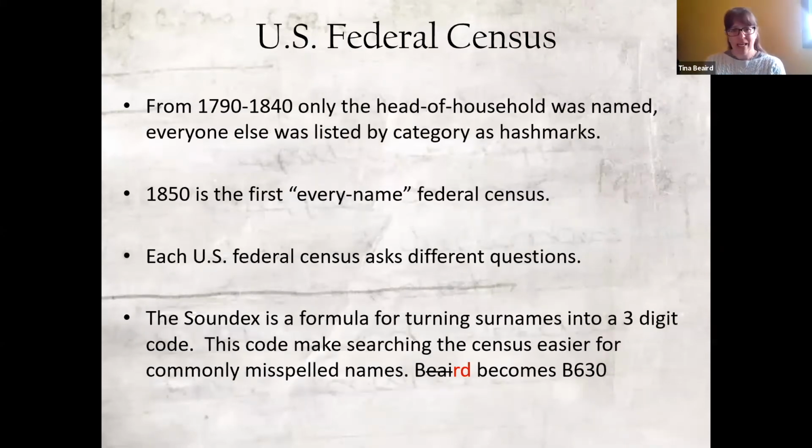So from 1790 all the way up to 1840, what was conducted was called a head of household survey. They would list the name of the person who was the homeowner, and then everybody else was categorized by a series of hash marks. I'll show you an example of that in just a second. So it would be boys between the ages of 0 and 5, 5 and 10, 10 and 15. Girls between the ages of 0 and 5, 5 and 10, 10 and 15.